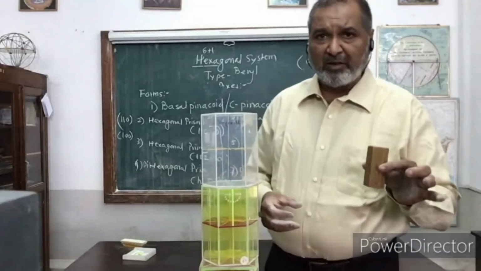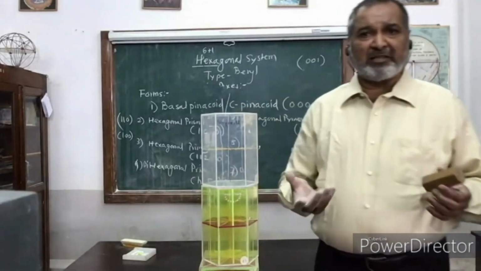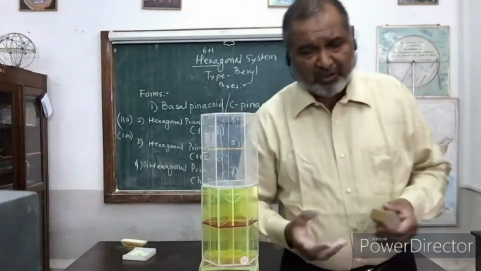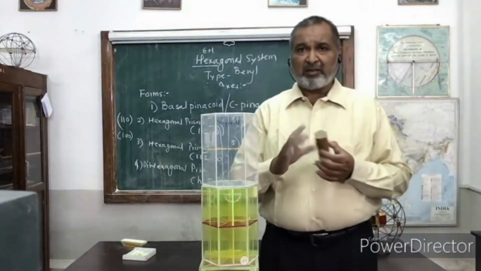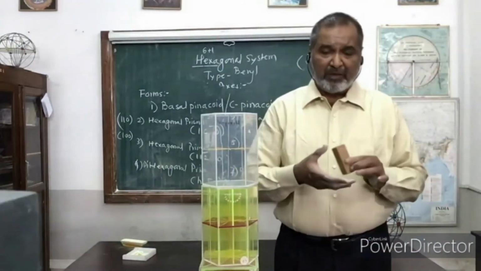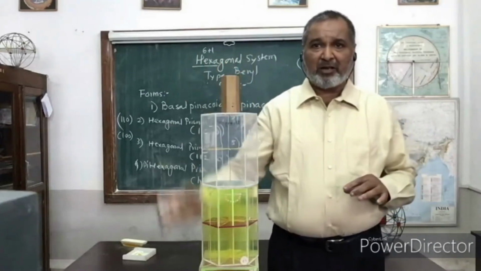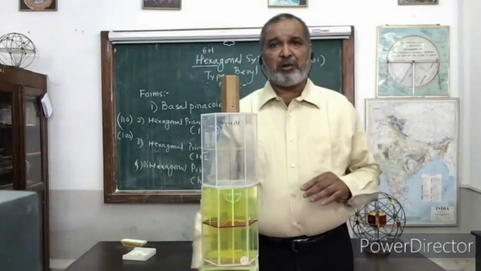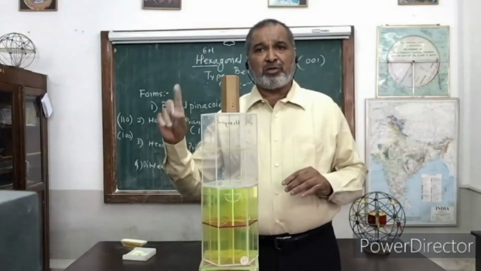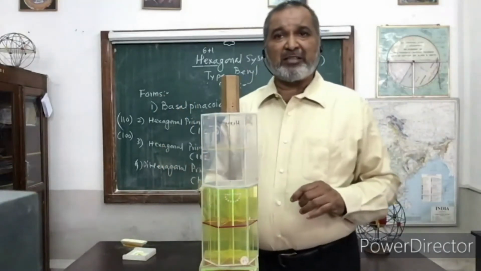The rule says whenever a 6-fold symmetry is there, that should coincide with your crystallographic C axis. And the second rule is whenever a pair of two similar faces are there, make a basal pinacoid. So here we will make a basal pinacoid, 0 0 0 1. So 4 indices have to be there.